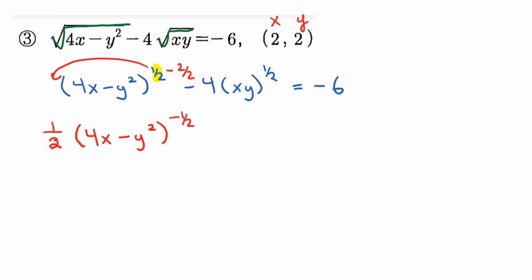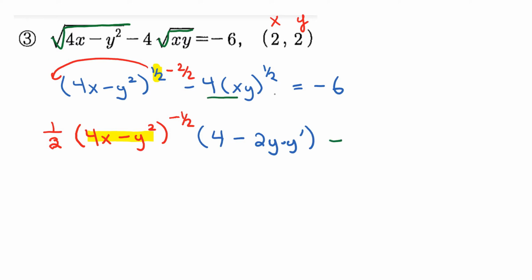And then the chain rule states that I need to go ahead and take the derivative of this inside term here. So I'll take the derivative of that in blue now. So the derivative of that would be 4 minus 2y times y prime, and then close the bracket there. Okay, then let's move on to the next term, so minus.